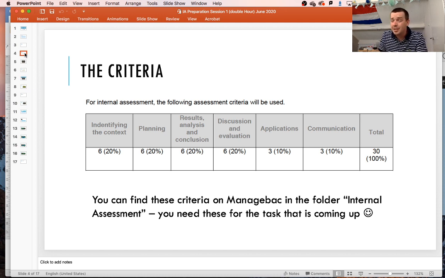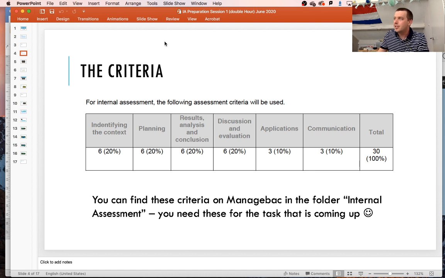The criteria: you can see that there are a bunch of criteria, most of which have 6 marks each. Applications has 3 marks, and then communication is given 3 marks at the end. That's obviously the quality of what you've written being graded as a communication piece. And as I've said, the criteria can be found in the internal assessment folder.